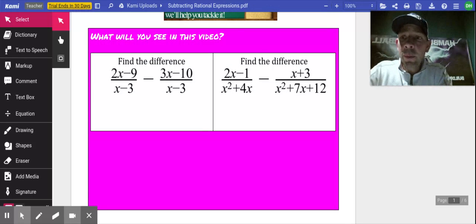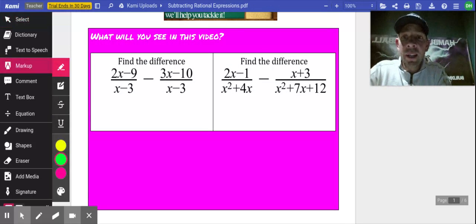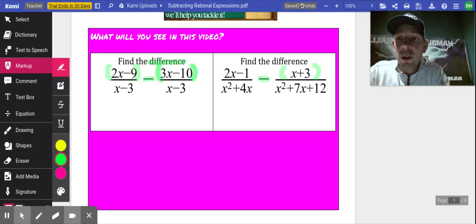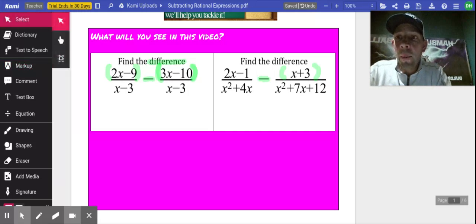So you'll see we're working on subtracting. The directions are going to say find the difference because we're subtracting. And the big pesky thing is that we've got to put parentheses around that numerator. Not so much the first one, it's not as big of a deal, but it's a really big deal on the second one here. So you see this minus sign, I want you to automatically get into the groove of putting parentheses around that bar so that we can get that distributed. That's really what today is all about.